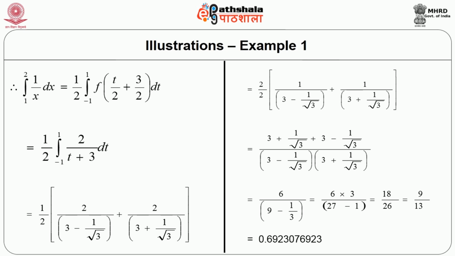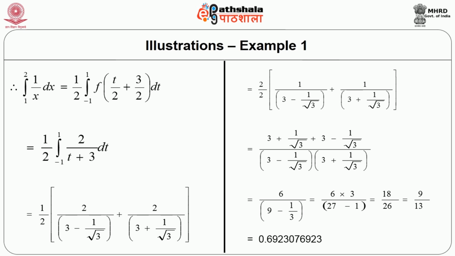It gives 2 outside, 2 by 2 is 1, and simply 1 upon (3 minus 1 by root 3) plus 1 upon (3 plus 1 by root 3). We can take LCM, it is 9 minus 1 by 3, and the numerator becomes 3 plus 1 by root 3 plus 3 minus 1 by root 3, that is 6 by (9 minus 1 by 3). The answer is 18 by 26, that is 9 by 13.